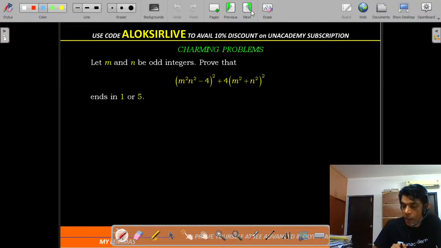Let m and n be odd integers. Prove that (m squared n squared minus 4) squared plus 4 times this ends in 1 or 5. So it either ends in 1 or it ends in 5. Either of them. It concerns the last digit.